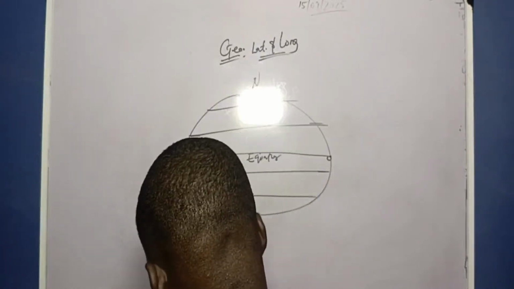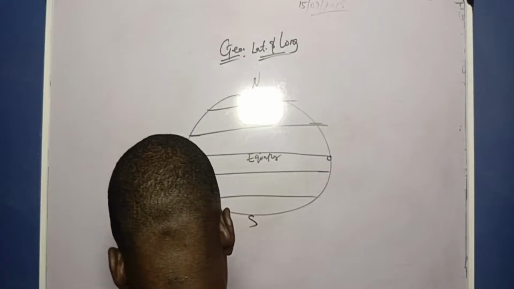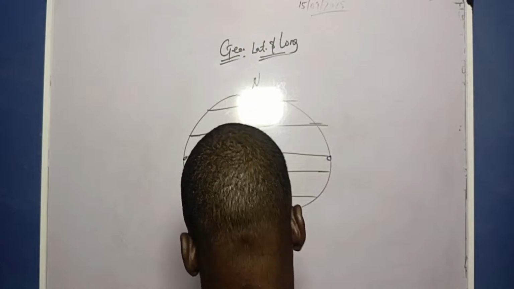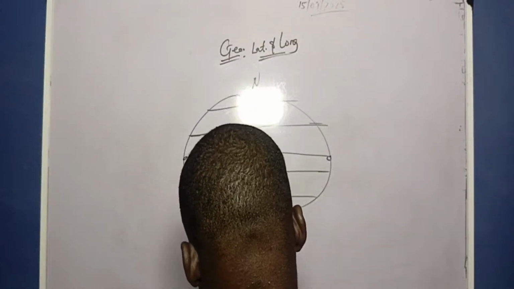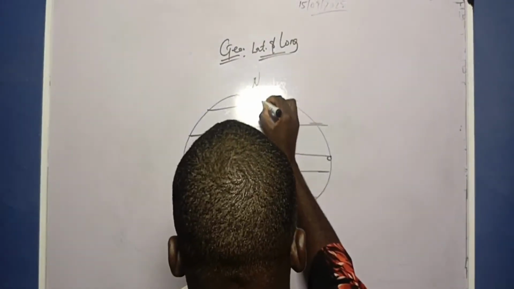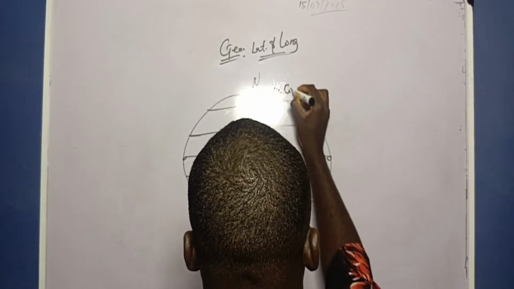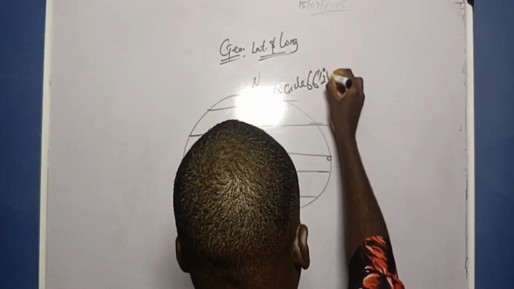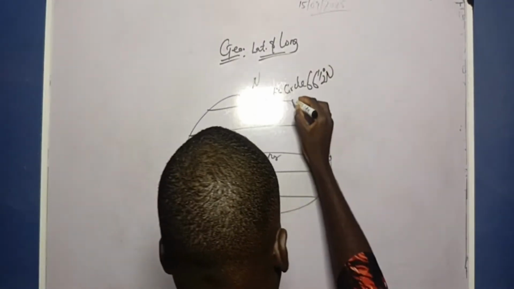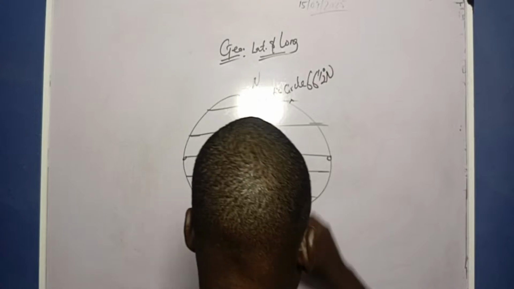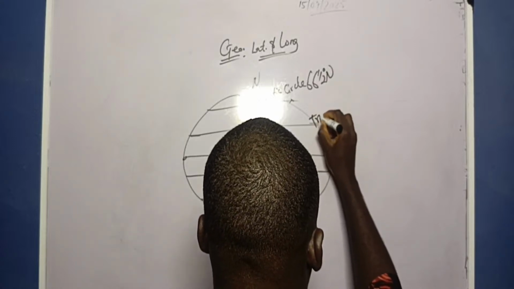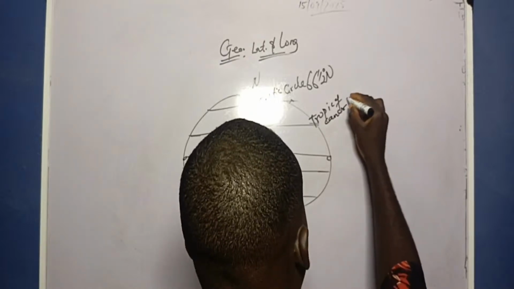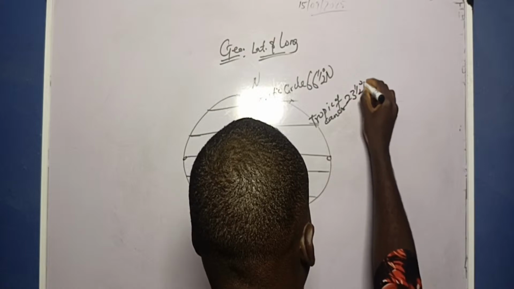So that is it. And we have important latitudinal lines. One of the important latitudinal lines we have is the Arctic Circle, which is 66.5 degrees north. This is the Arctic Circle, and this is the Tropic of Cancer, which is 23.5 degrees north.